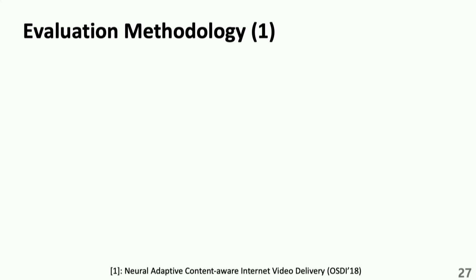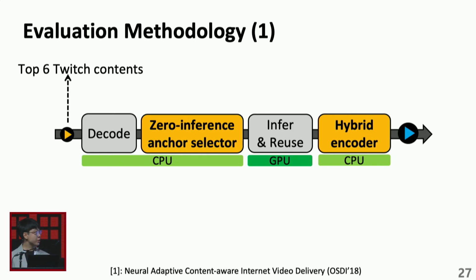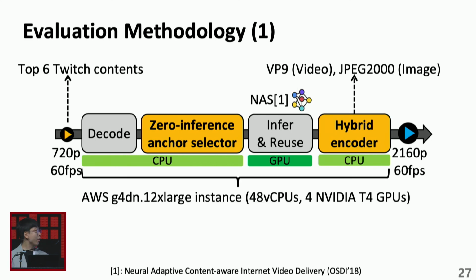From now on, I'll introduce evaluation results regarding throughput, cost, and quality. During the experiment, we used the top 6 Twitch contents, such as League of Legends, Minecraft, and so on. We applied a DNN from NAS to upscale a 720p 60 FPS live stream to a 2160p counterpart. We encoded super resolved frames using a VP9 video codec and a JPEG 2000 image codec. This process was executed on an AWS g4dn.12xlarge instance, which has 48 vCPUs and 4 NVIDIA T4 GPUs.